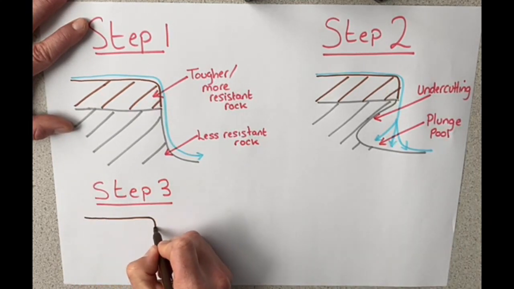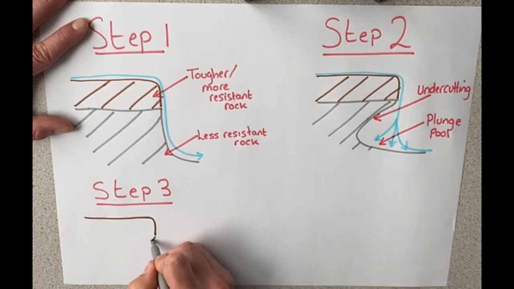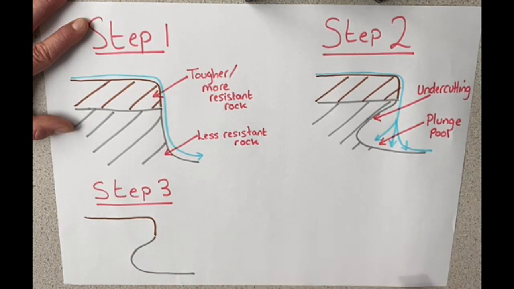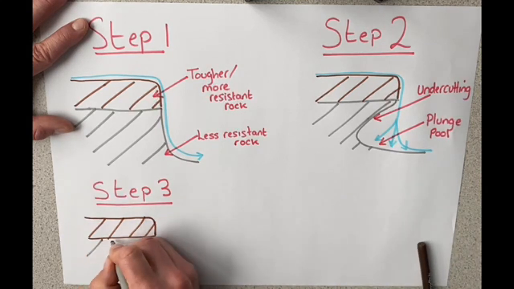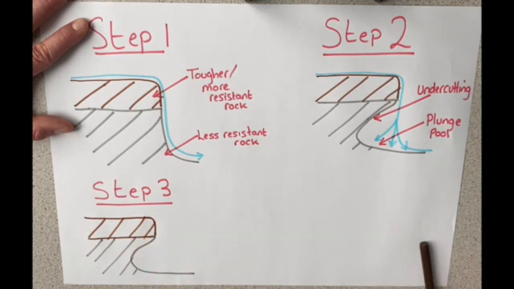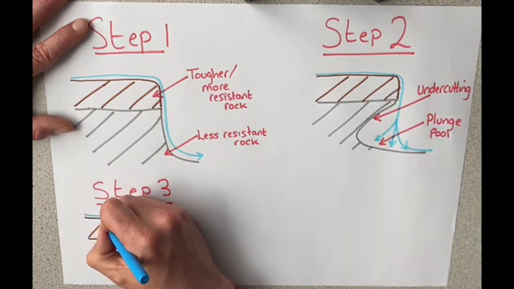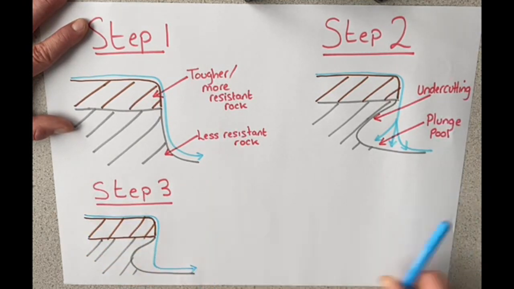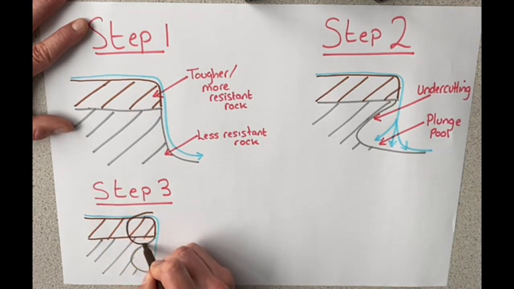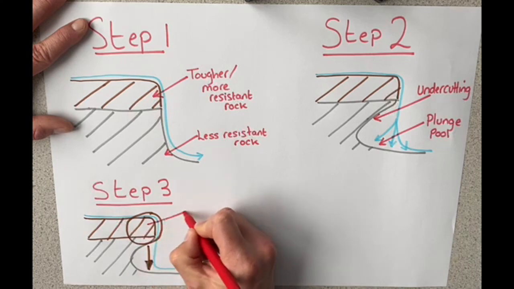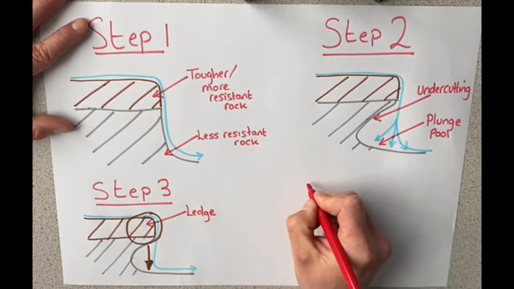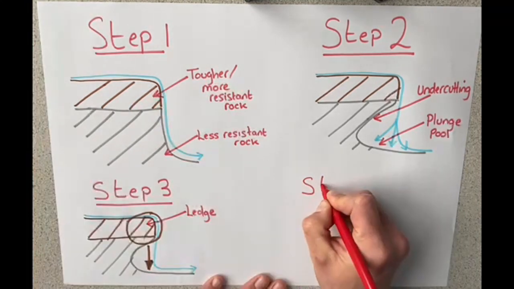Step three. So the undercutting of the tougher, more resistant rock continues. And it will continue until the less resistant rock has a bit of an overhang. And we call this overhang the ledge, or the ledge of the waterfall. And the bit that I've just circled there over time will collapse because the softer rock will not be able to hold the weight of this tougher, more resistant rock, and gravity will take effect.